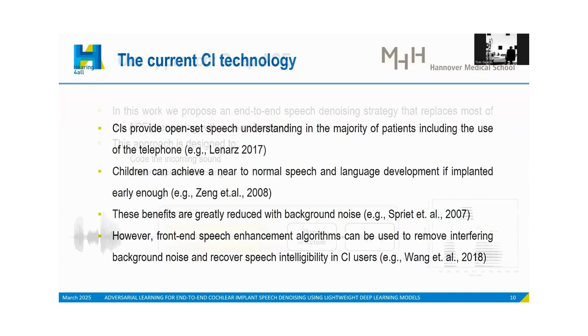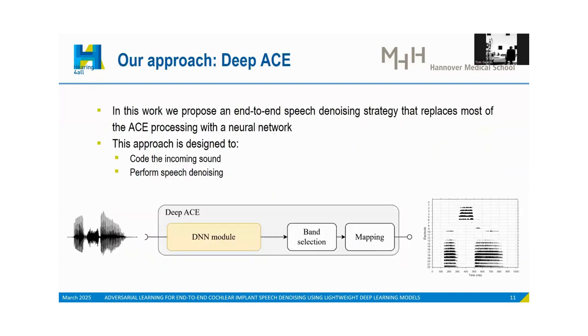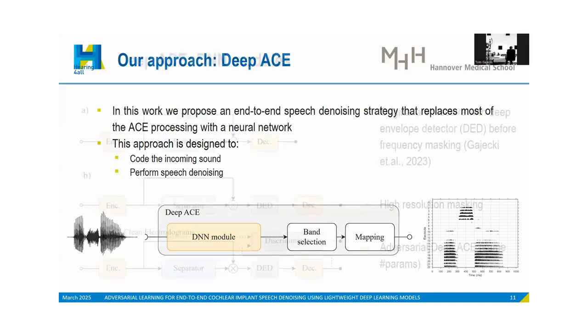In this work, we propose an end-to-end speech denoising strategy that replaces most of the ACE processing with a neural network, as shown in the block diagram. This approach is designed to code incoming sound and perform speech denoising. As you can see in the block diagram, we have input audio, a DNN module, a deep neural network, and then band selection and mapping blocks that are left the same way as in ACE because they're highly subject dependent. The idea of the sound coding strategy is to remove the noise present in the incoming signal and provide clean electrodograms.